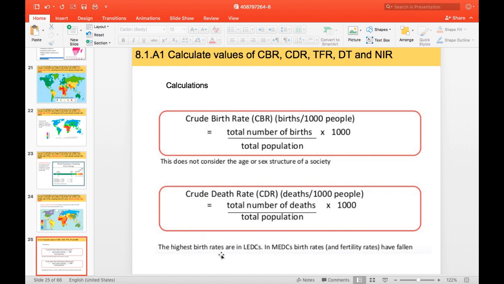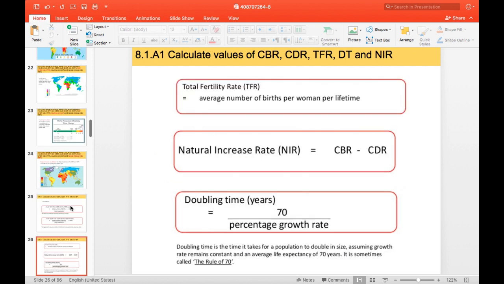The highest birth rates are in LEDs. In MEDs, birth rates and fertility rates have fallen. Why? Because they have more money to prevent natality. They have birth control. Now, another formula, total fertility rate, the average number of births per woman per lifetime.